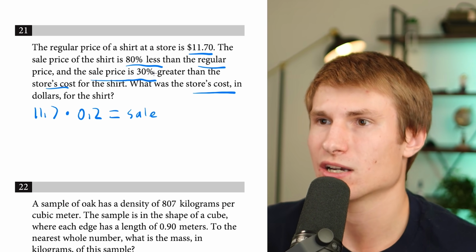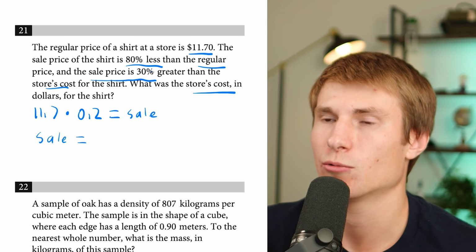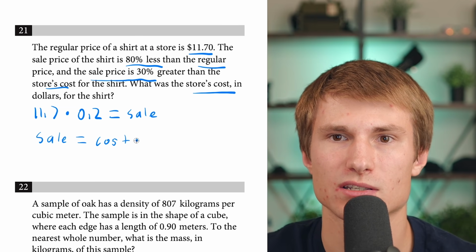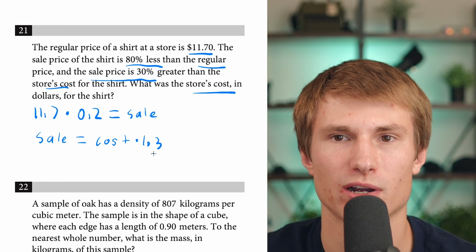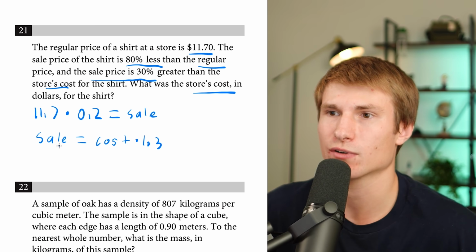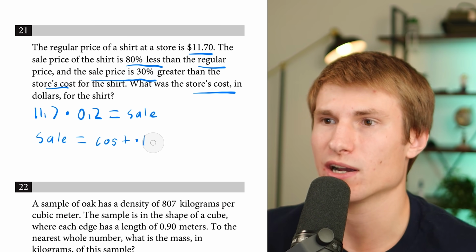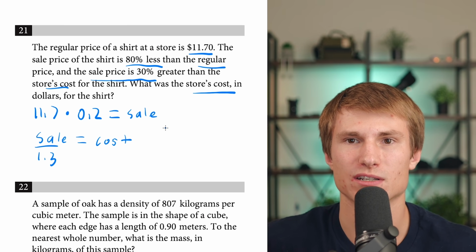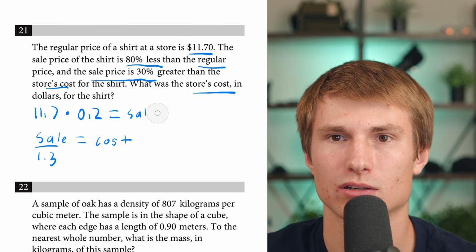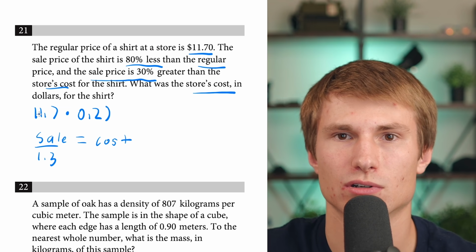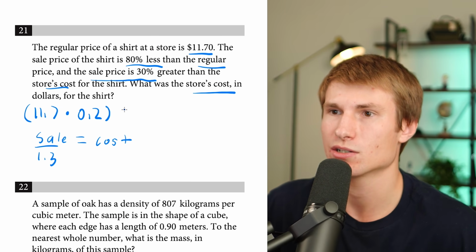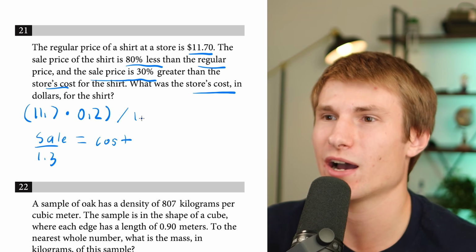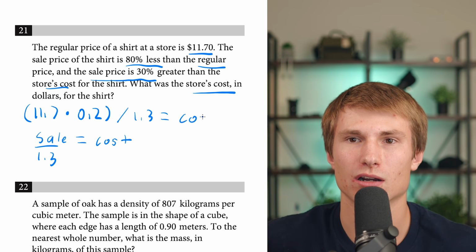Well, we also know that the sale price is 30% greater than the store's cost. So we want to solve for the store's cost. The store's cost times 1.3 is going to give us the sale price. We already know the sale price and we want to solve for cost, so the sale price divided by 1.3 will equal our cost. We have our sale price up here, so we can go like this: 11.7 times 0.2, that is our sale price. We then divide that by 1.3 and we get our cost.